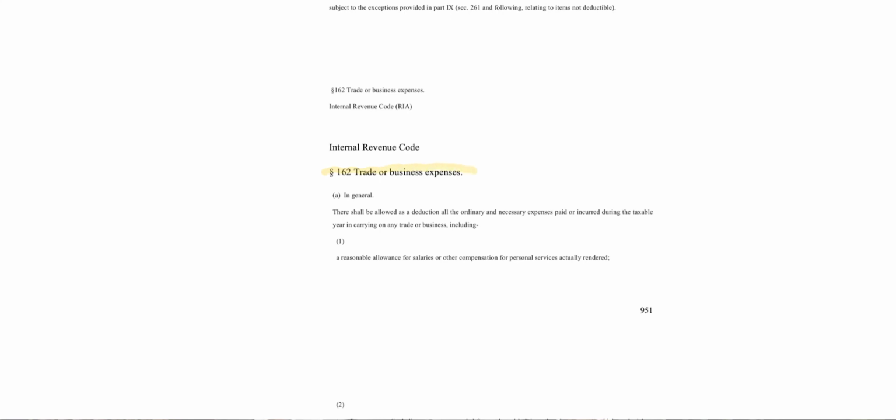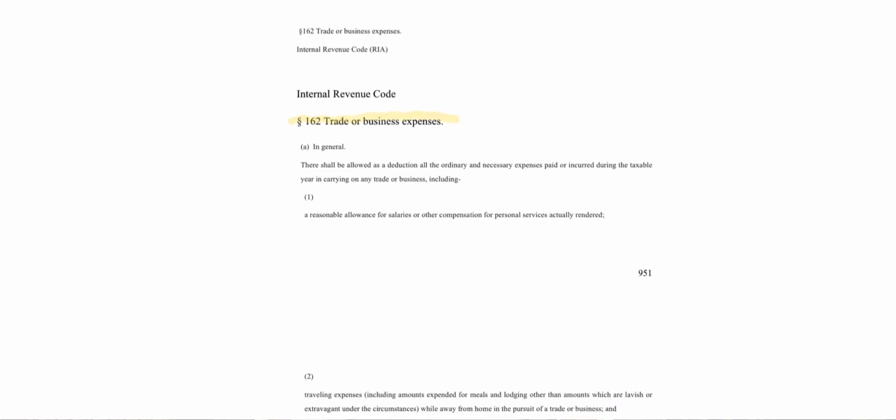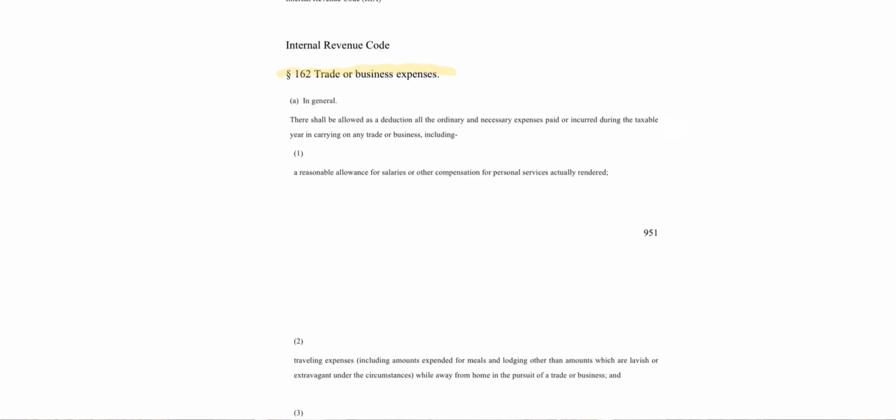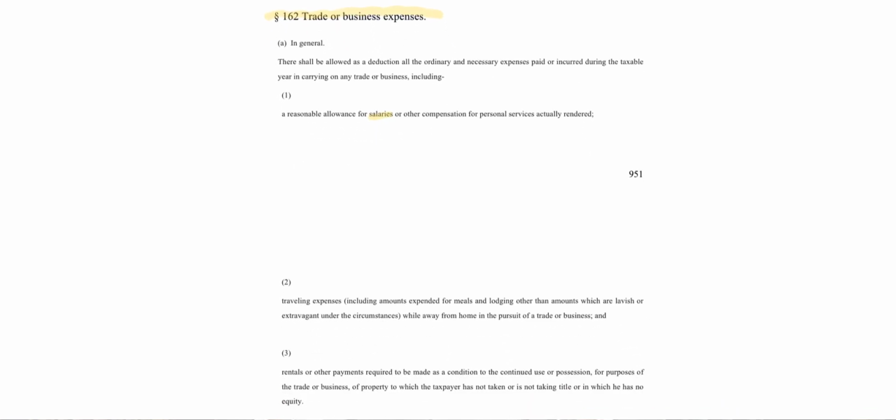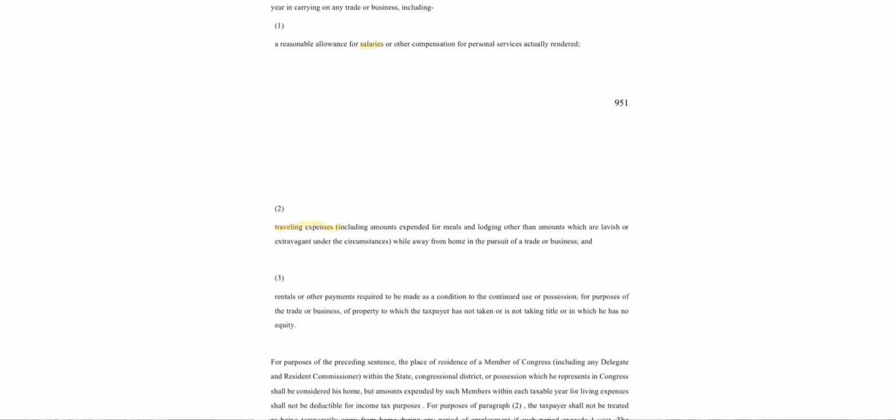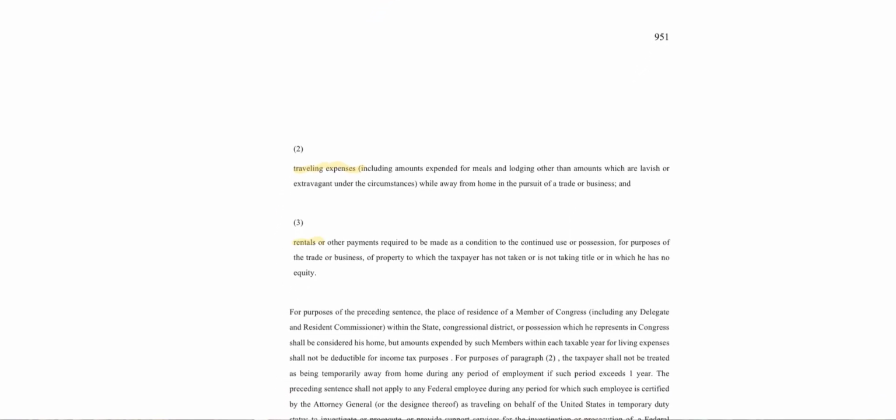So section 162, there's a general rule. There shall be allowed as a deduction all the ordinary and necessary expenses paid or incurred during the taxable year in carrying on any trade or business, including, and it lists salaries, traveling expense. That might suggest something, right? Rentals, that's not what we have, right? Charitable contributions in B, gifts, no.